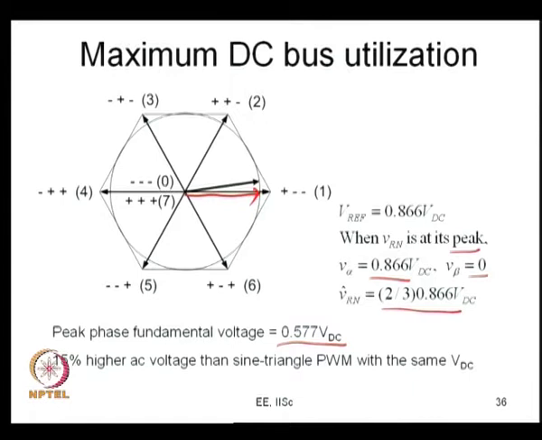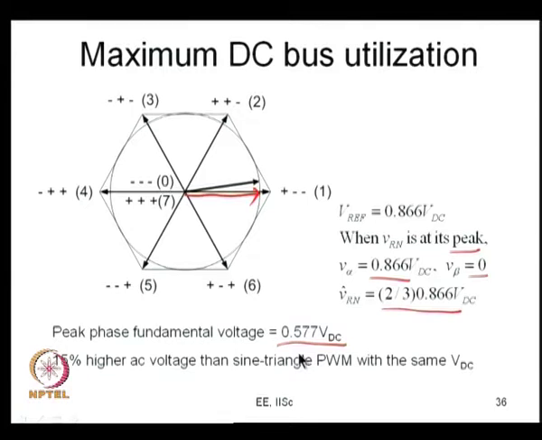So, you can look at it either from the triangle comparison point of view or the space vector point of view. You will find that conventional space vector PWM, third harmonic injection with 1/3, and bus clamping PWM all would give you a maximum value of 0.577 VDC for the peak phase fundamental voltage, and any space vector based PWM would give you something like 0.577 VDC. So, this is what you get.